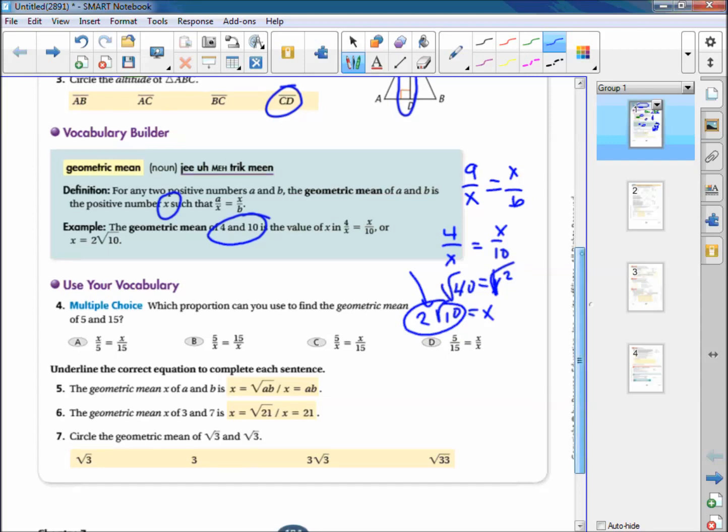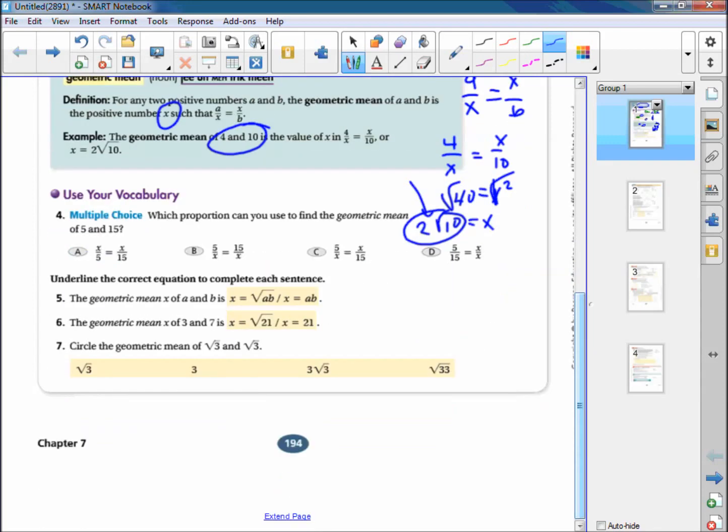Okay? All right, so which proportion can you use to find the geometric mean of 5 and 15? So remember, the geometric mean is supposed to be 5 over X equals X over 15, or it could have been 15 over X equals X over 5. So let's see if we can find one of those. Here we go. Choice C. 5 over X is X over 15.